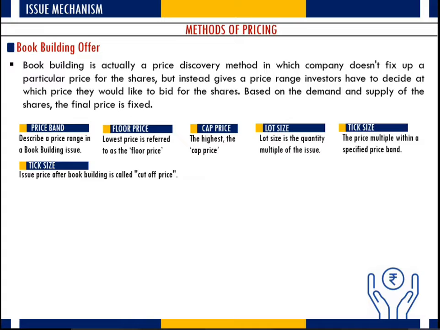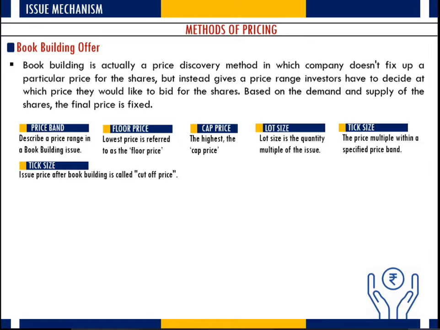And the third and the most widely used method of pricing, especially this method, is mandatory if the company does not meet the SEBI criteria, which we were discussing in the last class. If the company does not meet all the five criteria of SEBI or any one of those criteria, then the company has to go for the book building method of pricing.